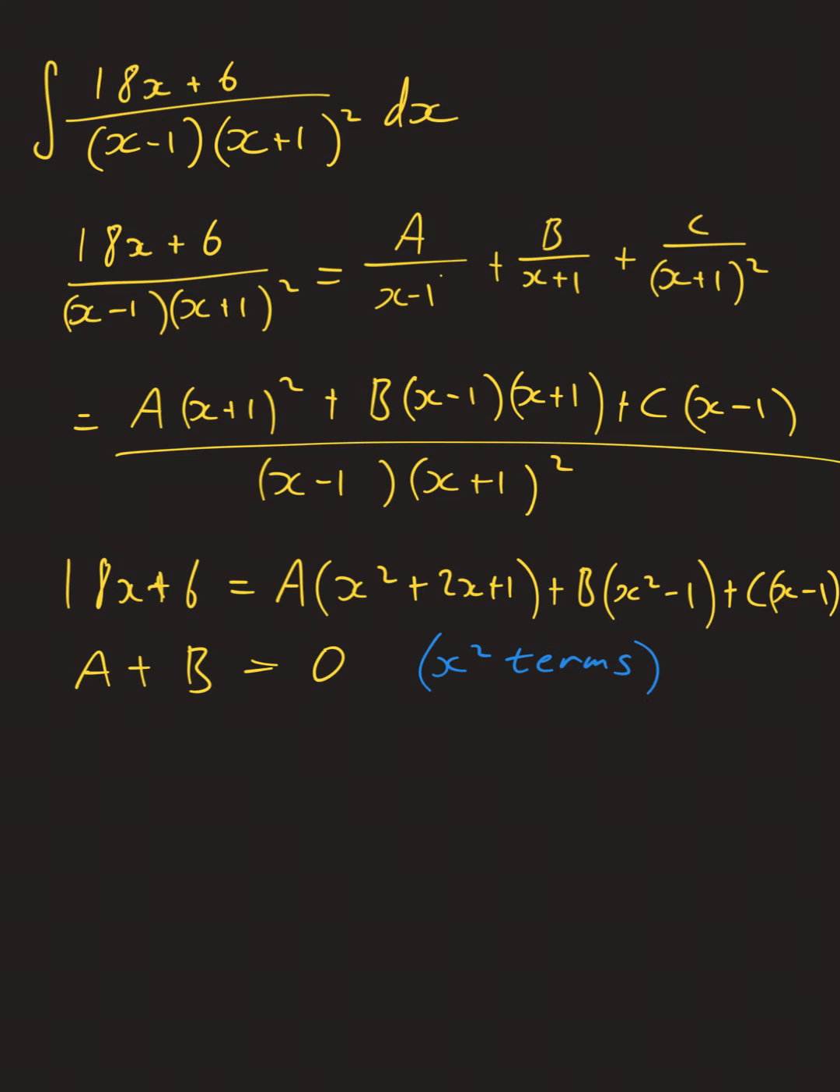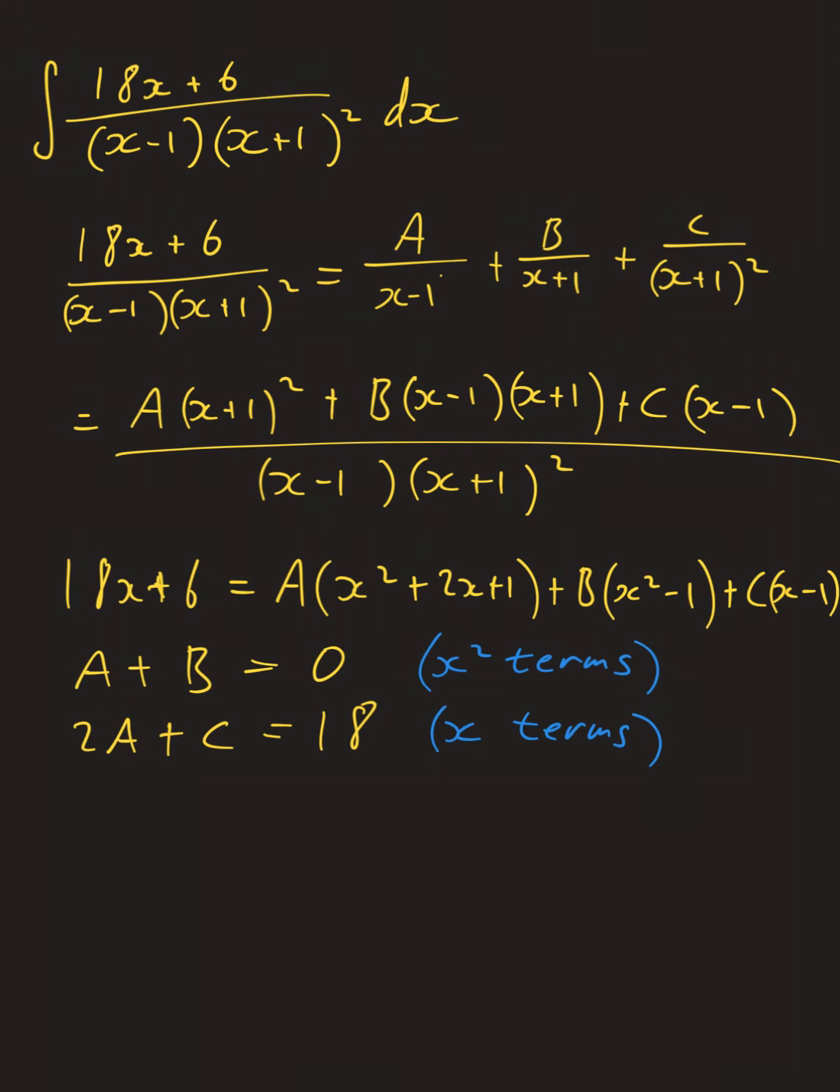Next I compare the x terms. Well, I have a 2x in the a bracket, and I have an x in the c bracket, and I have no x term in the b bracket. So that 2x there gives me a 2a, and that x in the c bracket gives me a c, and the x term on the left is 18x. So 2a plus c equals 18.